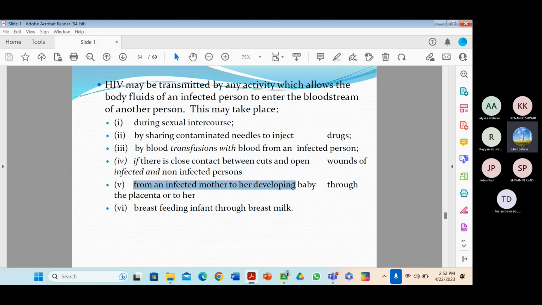Also from an infected mother to her developing baby through the placenta or breastfeeding. So if the mother has HIV, it can be spread to her baby as well. All right, so these are different ways.